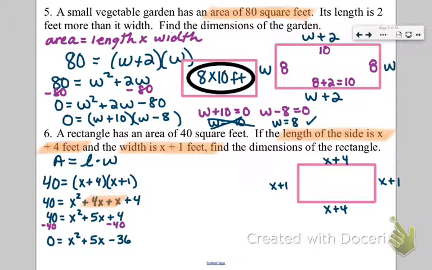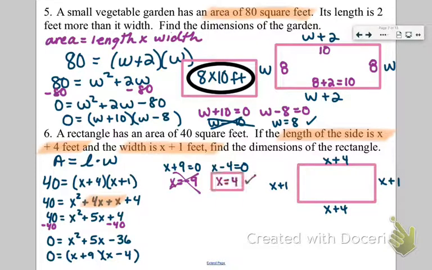Now, we don't have a leading coefficient. The leading coefficient's 1, so we can go right to the double bubble: what multiplies to negative 36 and adds to positive 5? That is going to be positive 9 and negative 4. Set them both equal to 0 and solve. We get x equals negative 9, but again, even if we plug negative 9 in for x, we're going to get negative dimensions, so it doesn't make sense.